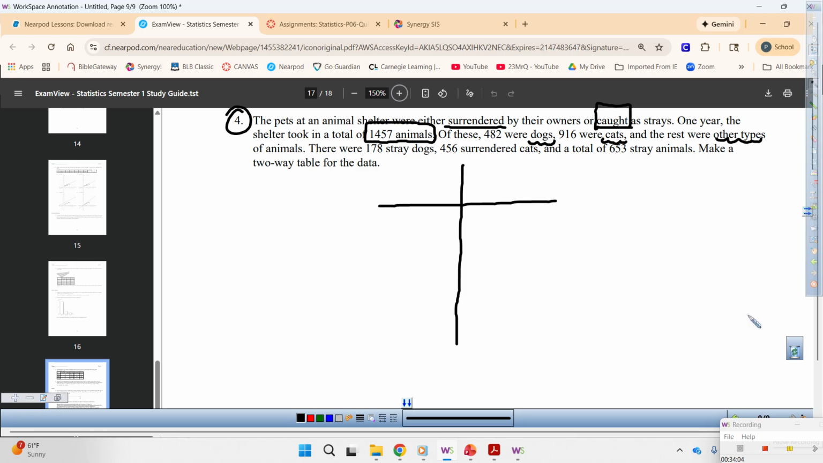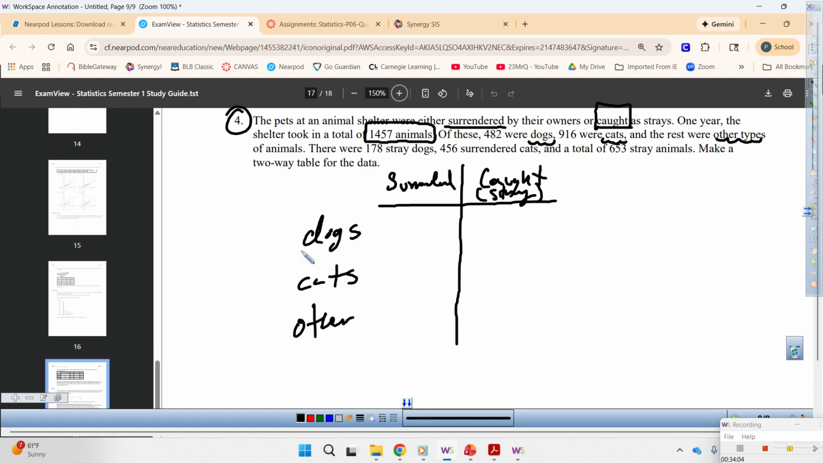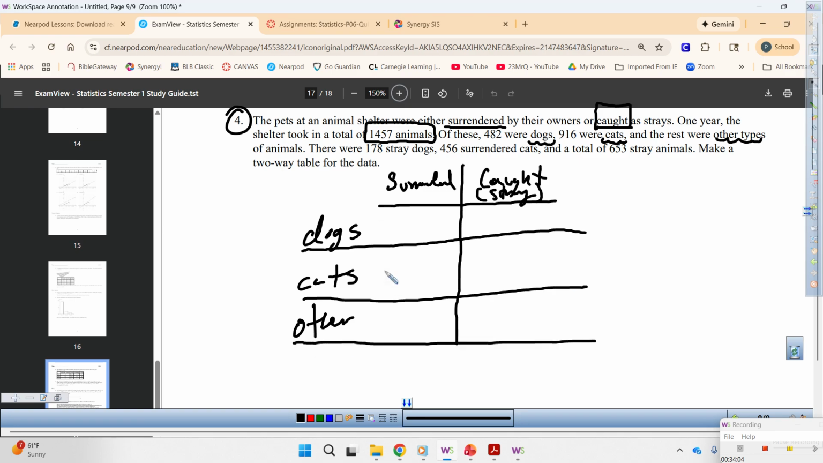All right. So once again, we started with what? Surrendered and what? Caught. So write surrendered and caught, or in parentheses, stray. All right. So far, so good. Next, what kinds of animals do we have? Dogs, cats, and others. So we're going to write dogs, cats, other.